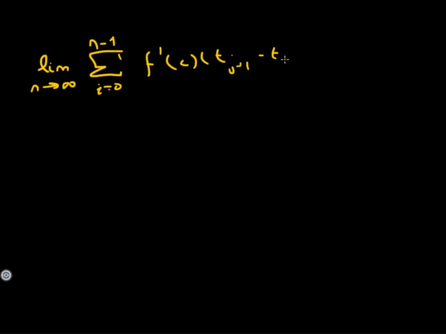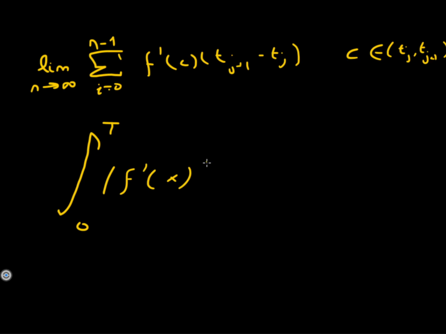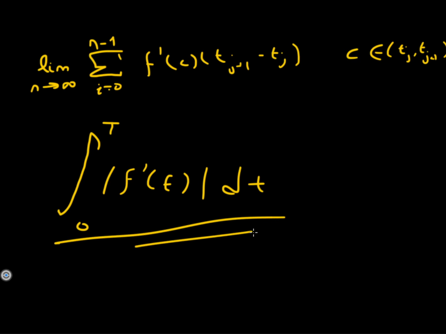Let me write that again. So the limit as n tends to infinity of the sum from j equals 0 to n minus 1 of f prime of c times (t_{j+1} minus t_j), where c is an element of [t_j, t_{j+1}], can be expressed as an integral from 0 to t of f prime of t dt, which is a simple standard Lebesgue integral. And you can simply solve this through standard integration methods.